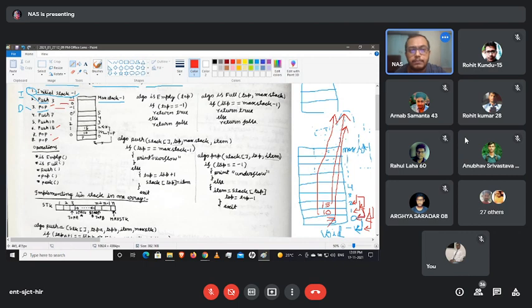After that we are pushing 7, so obviously the pointer is showing at the 0 position here. Then we are pushing 1, so obviously the pointer will show at the 1 position. Then pushing 15, so obviously the pointer will be showing at the 2nd position, or the 3rd position.